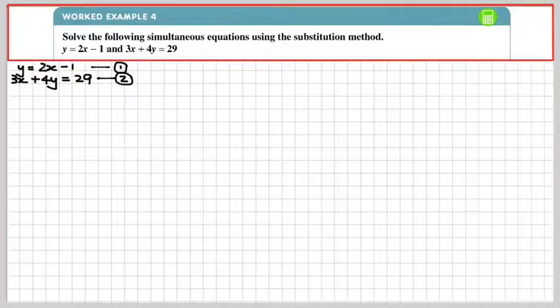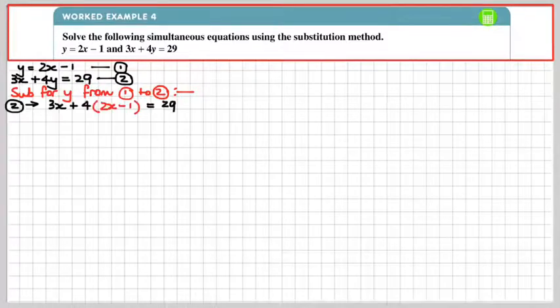If that was too complicated, I'll show you. So what we do is we say, from equation 1, I'm going to substitute for y as 2x minus 1 into the other equation, which happens to be equation 2. Now you look at this. This is equation 2, revisited as 3x plus 4 times, now y was 2x minus 1, wasn't it? Okay, and that now equals 29. That's equation 2 with this version of y put in there in terms of x.